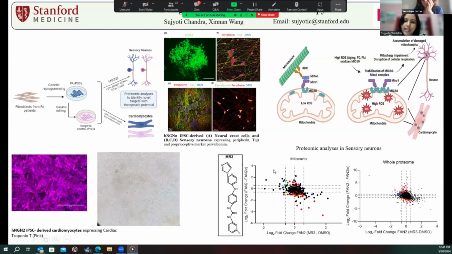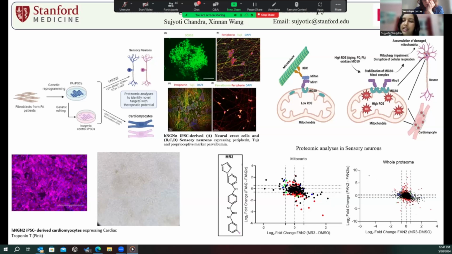Here on the right, you can see some of our proteomics data from sensory neurons that are treated with MR3. The graph on the left shows the mitochondrial proteins and the graph on the right shows the whole proteome. For both graphs, if you look at the top left quadrant, those are the proteins that are upregulated in FA, and MR3 is able to reduce the expression of those proteins. And if you look diagonally in the bottom right quadrant, those are the proteins downregulated in FA compared to the control, and MR3 is able to increase the expression of those proteins.